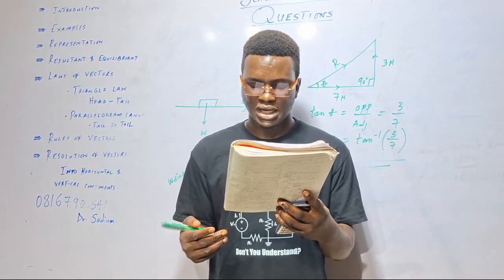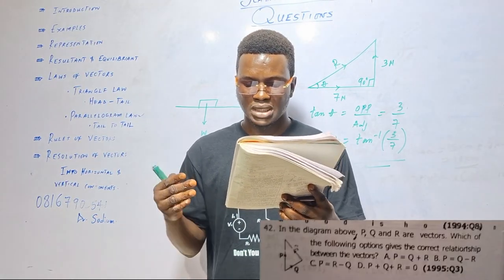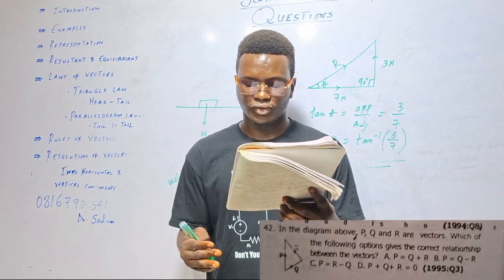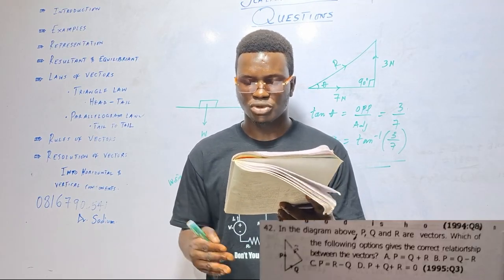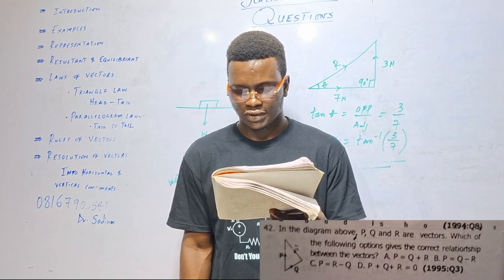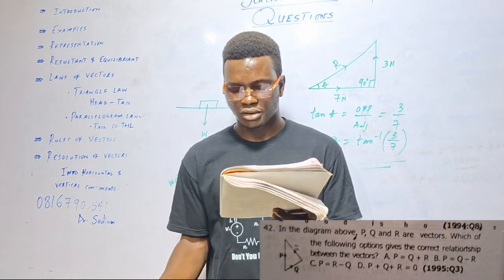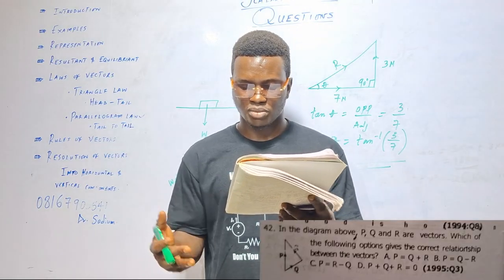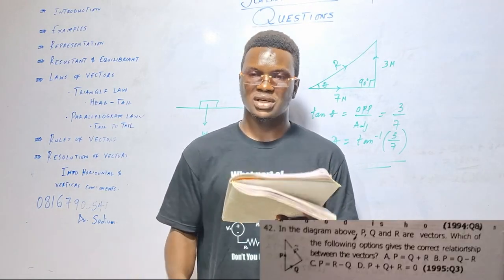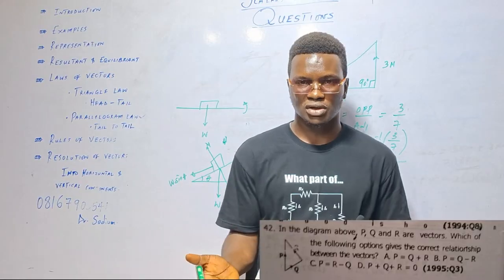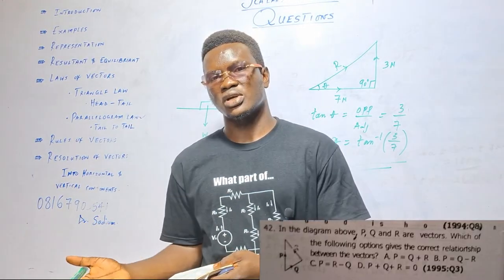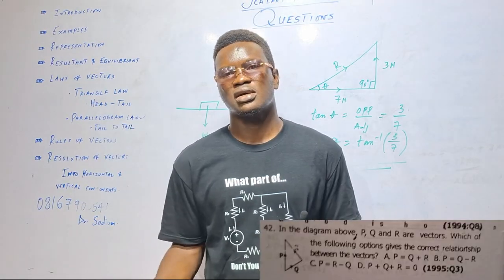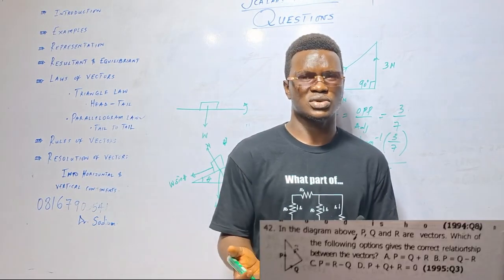The next question: in the diagram above, P, Q, and R are vectors. Which of the following options gives the correct relationship between the vectors? P is equal to Q plus R, P is equal to Q minus R, P is equal to R minus Q. This is talking about addition of vectors. When vectors move in the same direction, what did we say? We add them together. When they move in opposite direction, we subtract.